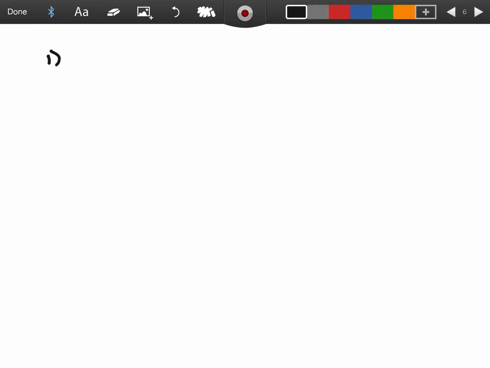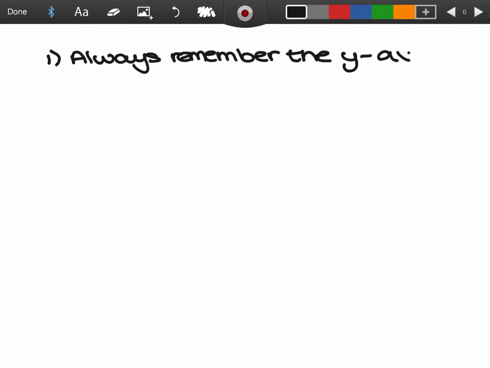Few things to remember. Number one, always remember that the y-axis should start at 0, okay? As I said, statisticians do not like graphs to start at anything other than 0. So if you get a graph that starts at something other than 0, they will tell you that it is not an accurate representation of the data, okay? They just don't like it in statistics.